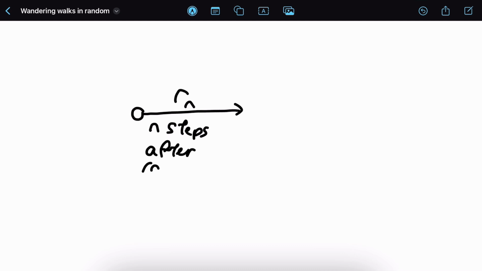Now, we denote the displacement after we walk n steps as r sub n from the origin. This is the displacement vector of the position n steps after a random walk.